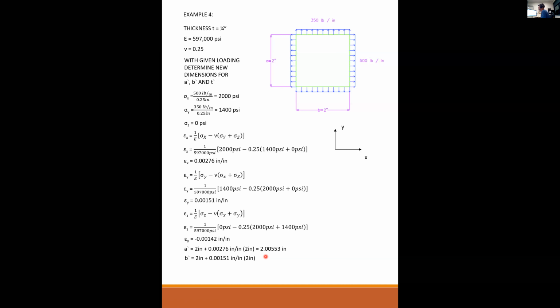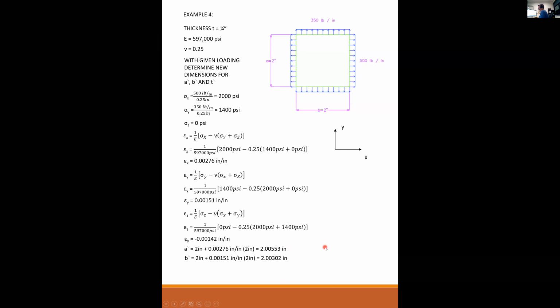Let me make a note of this so that this doesn't go on into the next time. This is lecture 24. Tell me what slide I'm on. So A prime really should be 2 plus 0.00151 times 2. B prime, 2 plus 0.00276 times 2. Think about it, that totally makes sense because the 500 is obviously stretching it more than the 350. So B should be bigger than A.